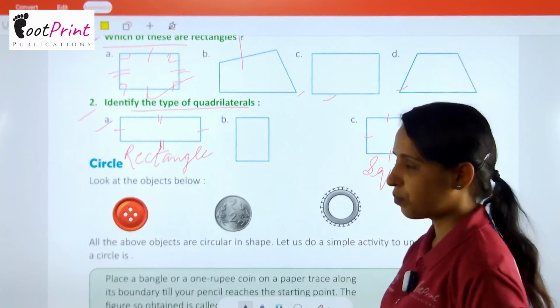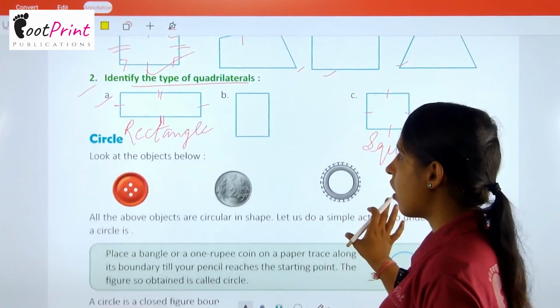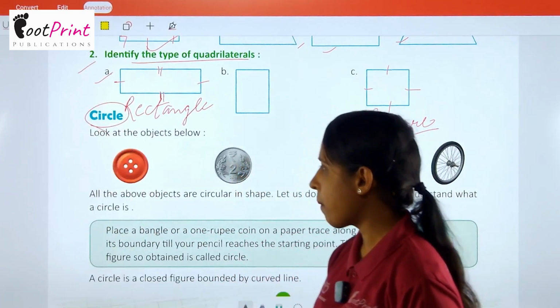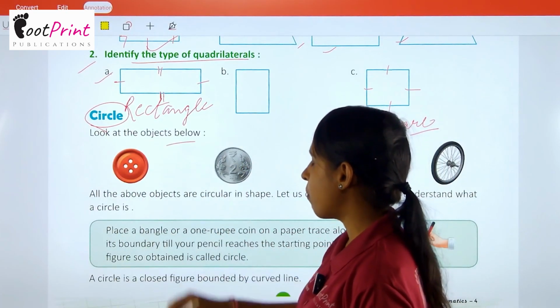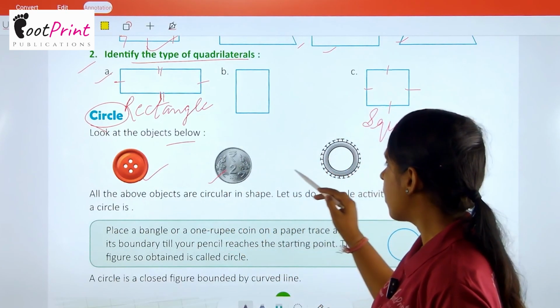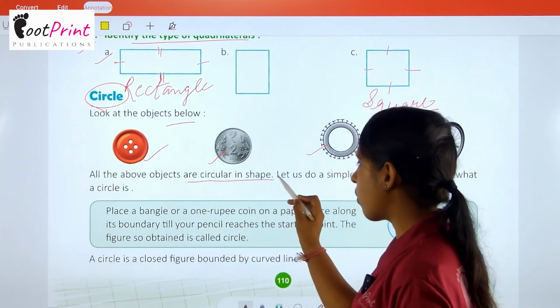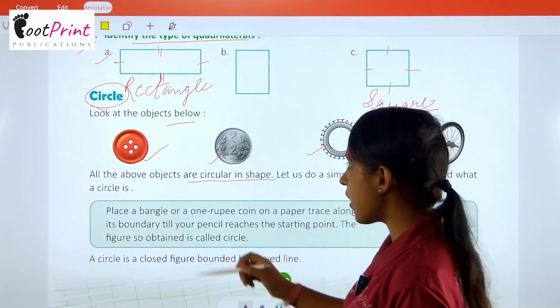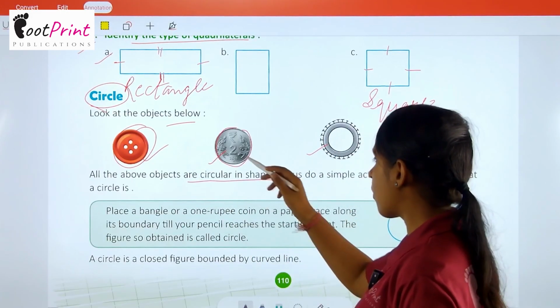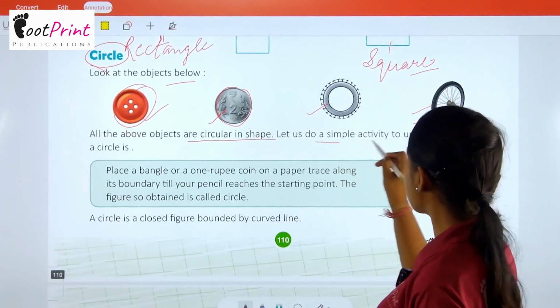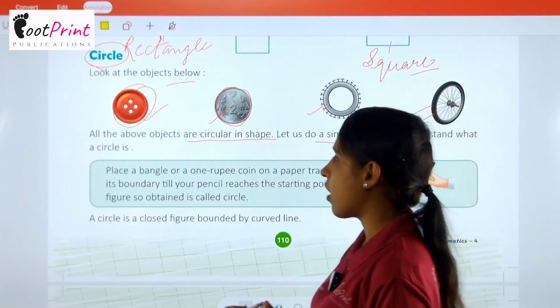Okay, now we will move to the next topic, that is the circle. Look at the objects below. Here some objects are given. All the above objects are circular in shape. So let us do a simple activity to understand what a circle is.